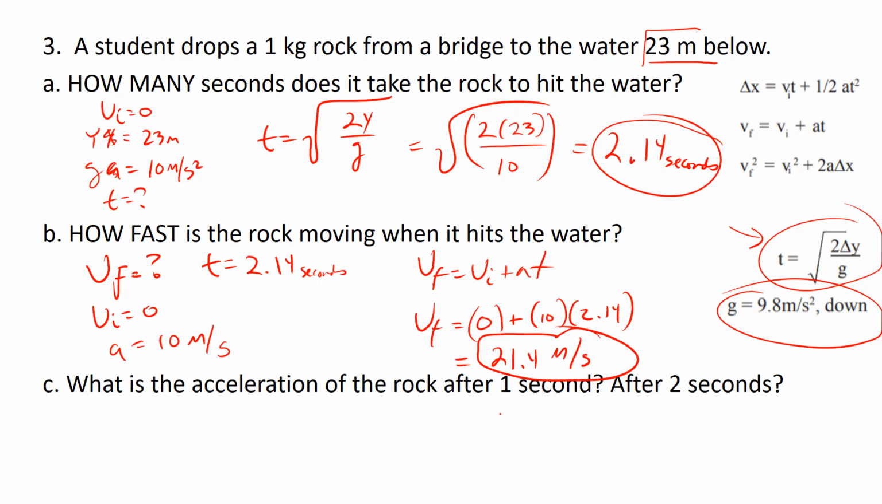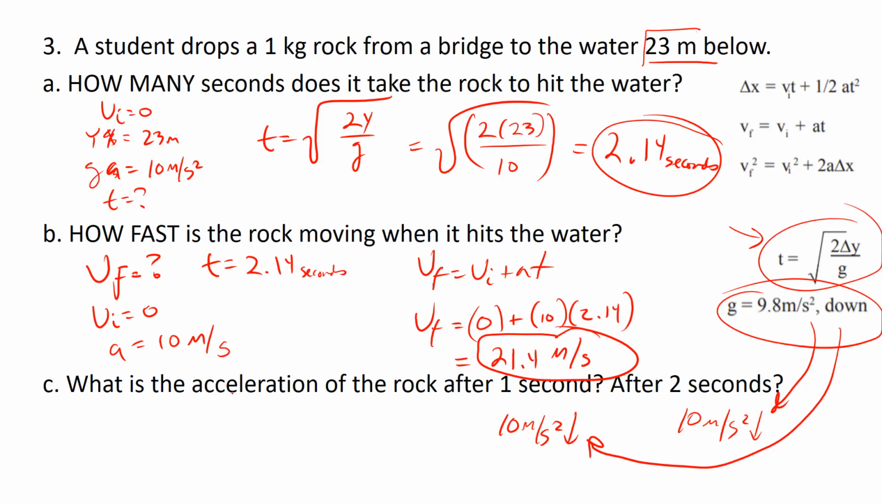What's the acceleration after 1 second? 10 meters per second squared down. After 2 seconds, 10 meters per second squared down. Once again, 9.8 could work just fine for either one, but it doesn't change if the ball's in the air, and we're not talking about air resistance, terminal velocity, or anything like that.